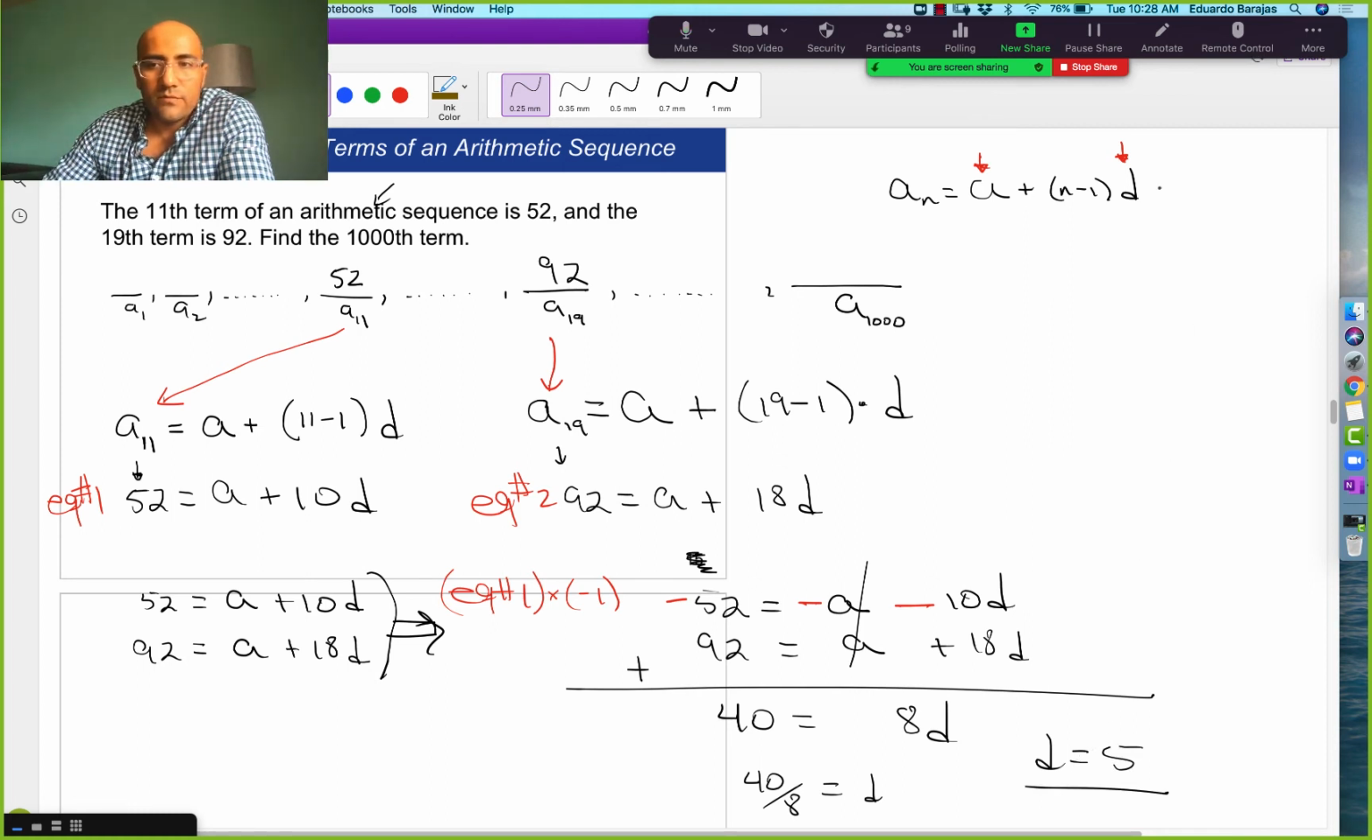So one down, one to go. And once you have one of them down, then you can go into either one of your equations, equation 1 or equation 2, to solve for the other one. Now that I have that, I'm going to go back to equation 1.